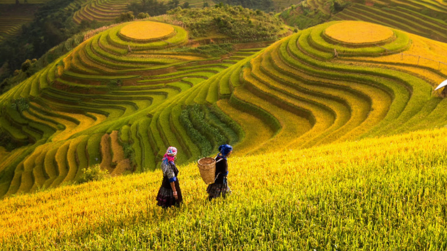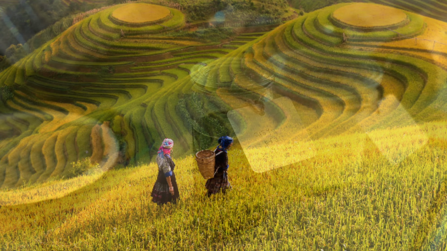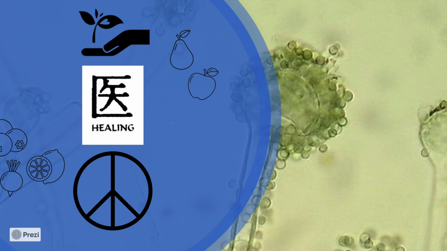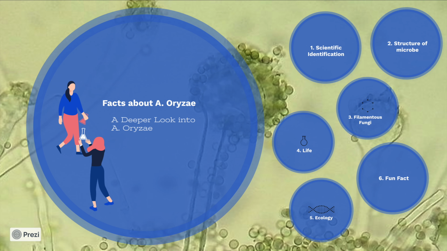Koji's origin started in China and the technology process was imported to Japan. In Japanese, Koji means cultivate, heal, and peace, formerly known as Koji-kin. Facts about A. oryzae, a deeper look into Aspergillus oryzae. We are going to go over the scientific identification, structure of microbe, filamentous fungi, life, ecology, and one fun fact.